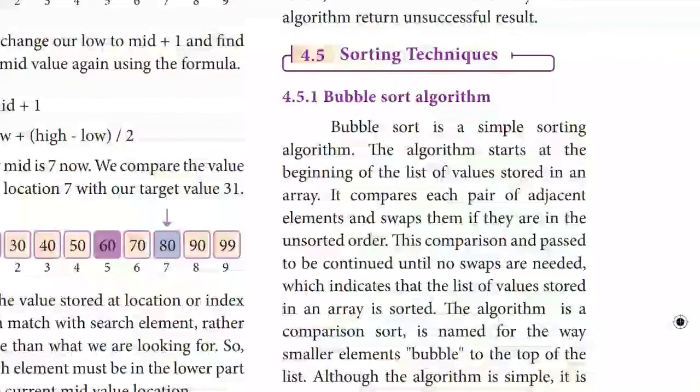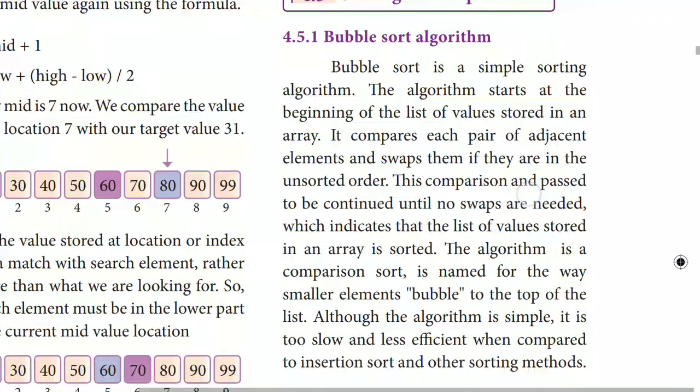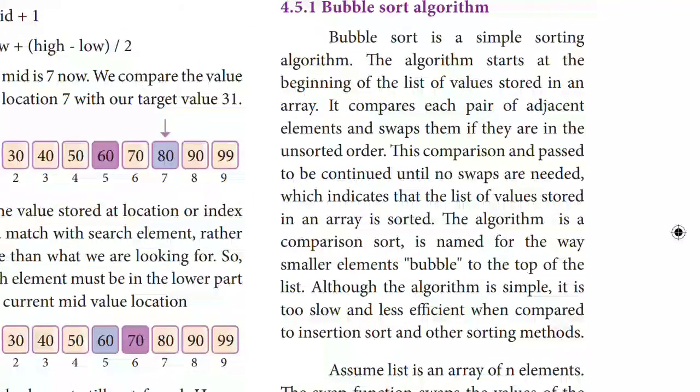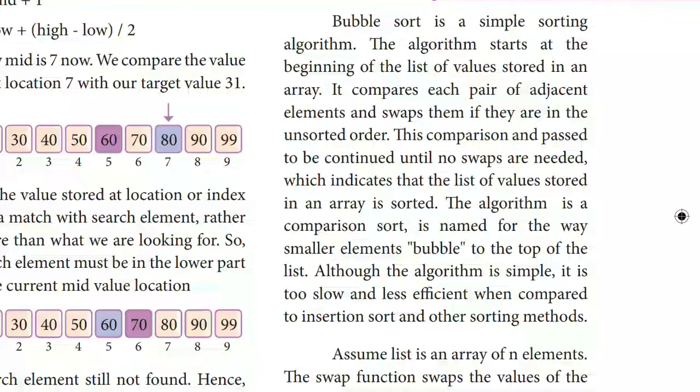The bubble sort algorithm is a simple sort algorithm. The sort starts at the beginning of the list of values stored in an array. It compares each pair of adjacent elements and swaps them if they are in unsorted order. This comparison and passing is continued until no swaps are needed, which indicates that the list of values stored in the array is sorted.